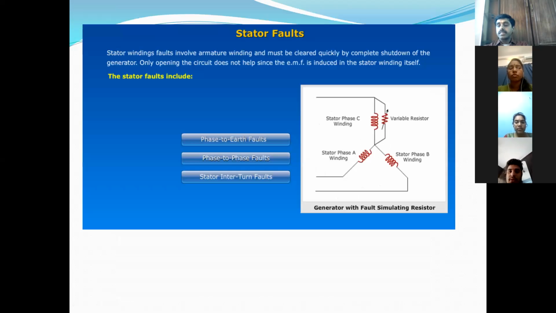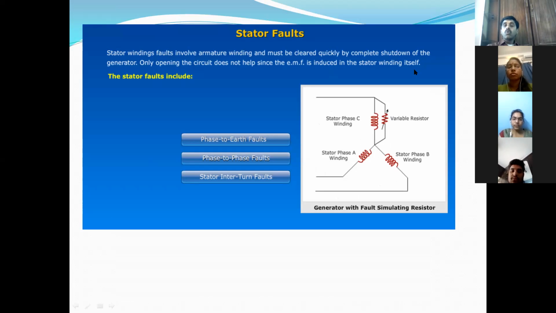Coming to the first concept, that is stator faults. Stator winding faults involve armature winding faults and must be cleared quickly by complete shutdown of the generator. That means if there are faults in the windings, complete shutdown must be there. Only opening the circuit does not help, since EMF is induced in the generator winding itself.